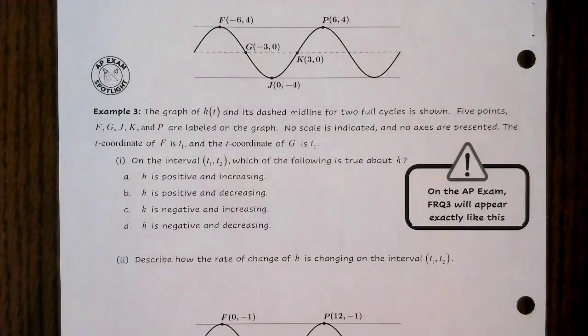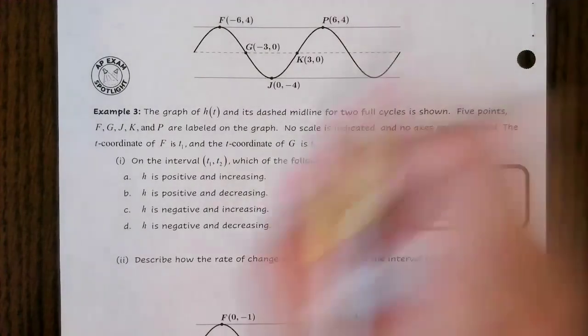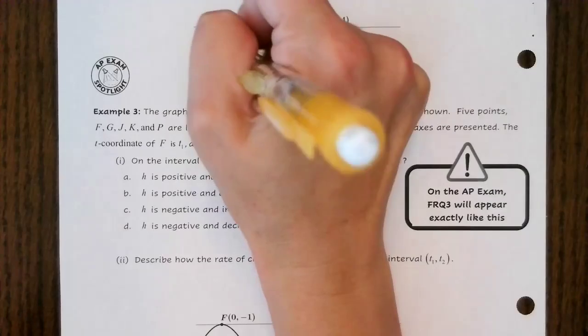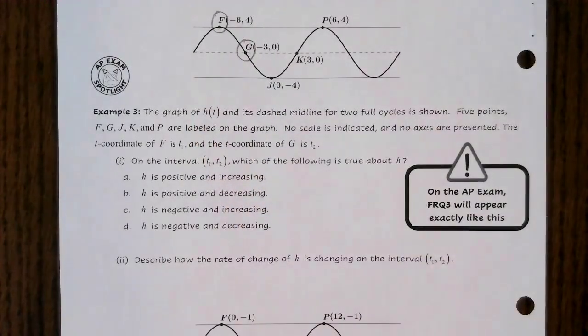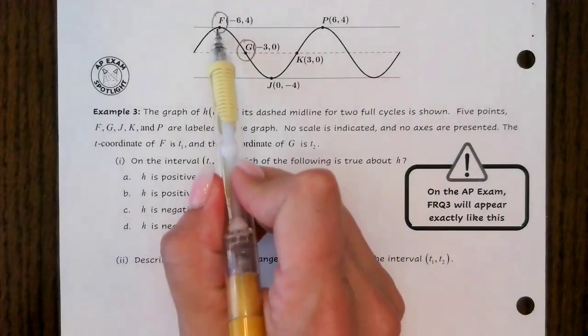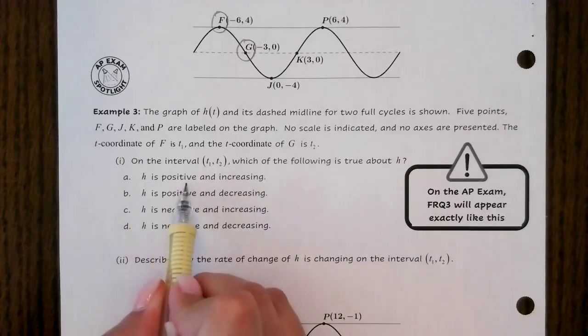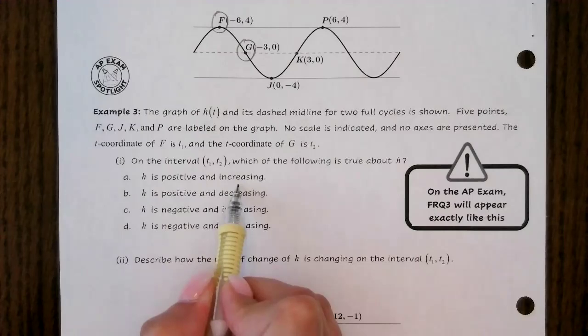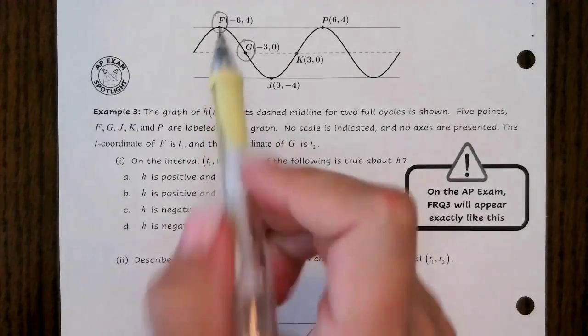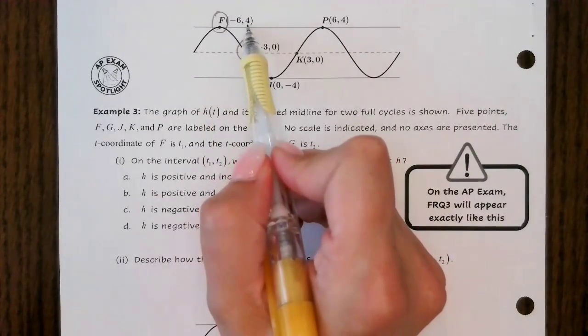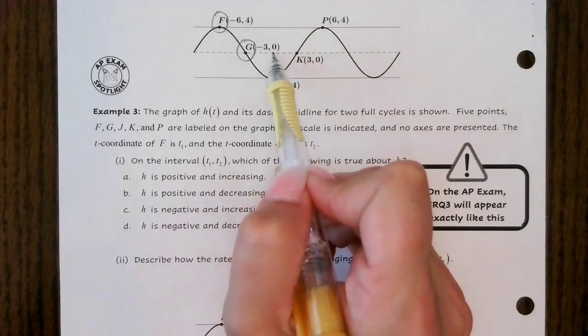All right, so the first thing I want to do here is I want to think about the 2 points they're talking about. So that's these 2 points right there. I'm going to circle them so that I can be aware of what I'm looking at. The first question says on the interval from T1 to T2, so from here to here, which of the following is true about H? It says H is positive and increasing. All right, let's think about that. 4 is positive. 0 is not.